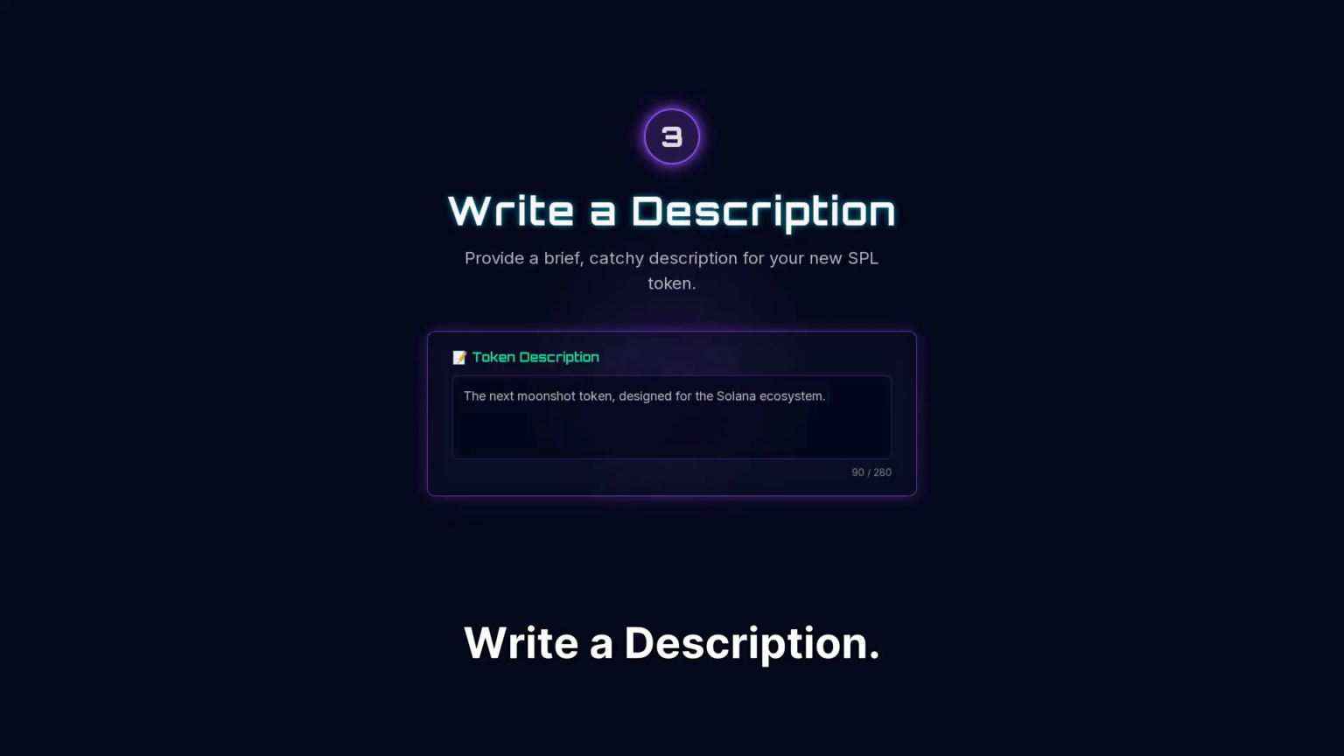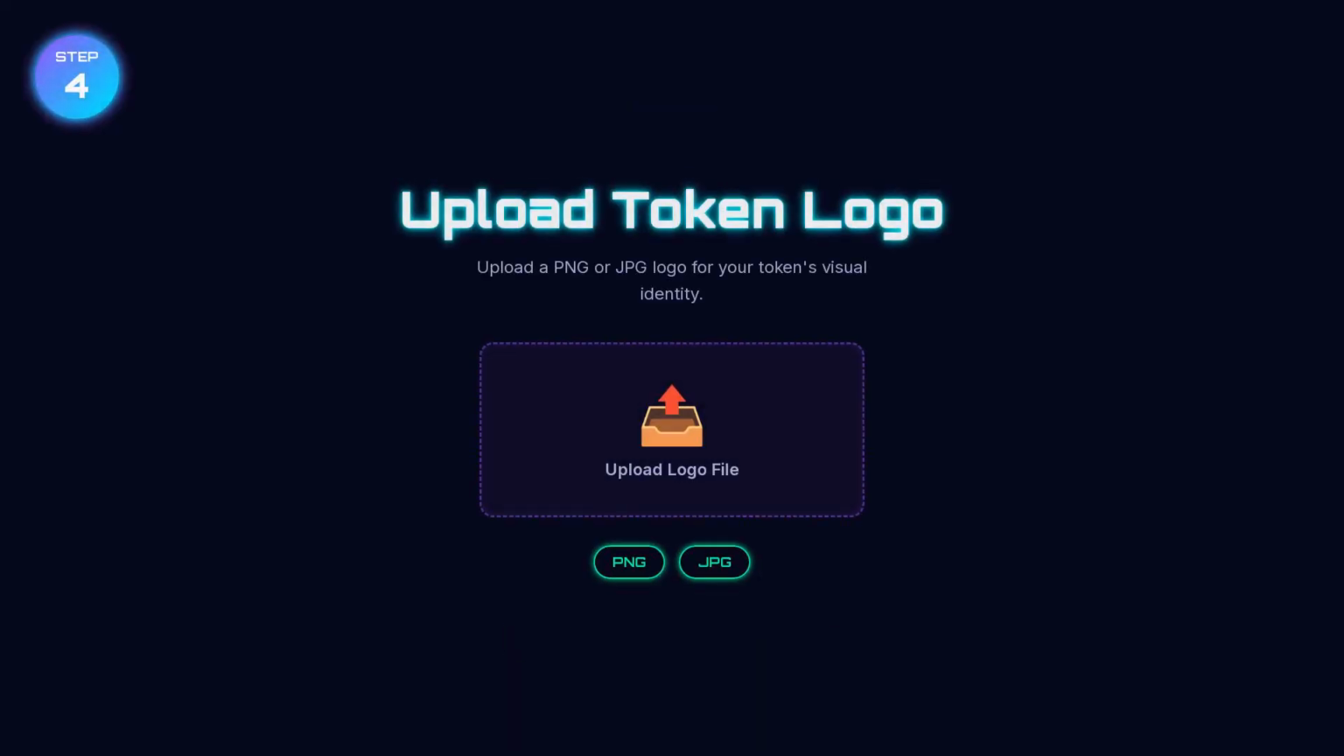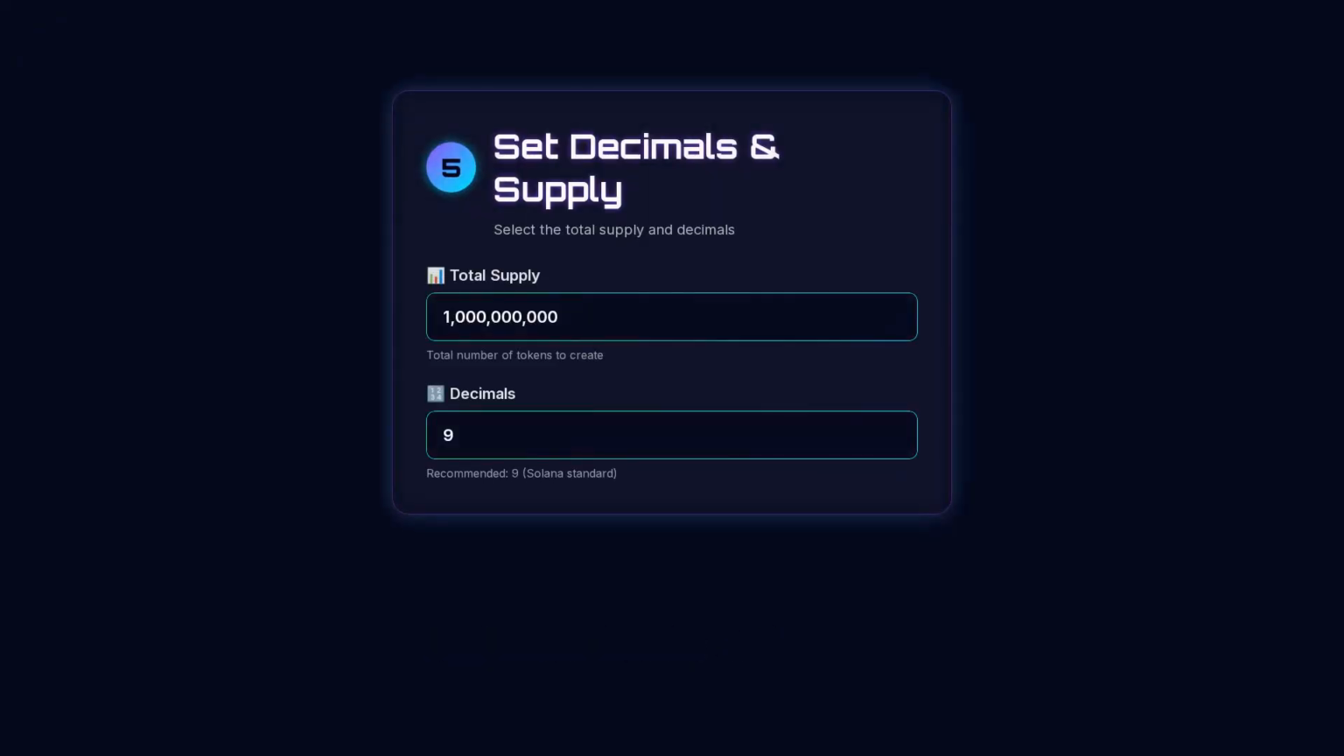3. Write a description. Provide a brief, catchy description for your new SPL token. 4. Upload token logo. Upload a PNG or JPG logo for your token's visual identity. 5. Set decimals and supply. Select the total supply and decimals.